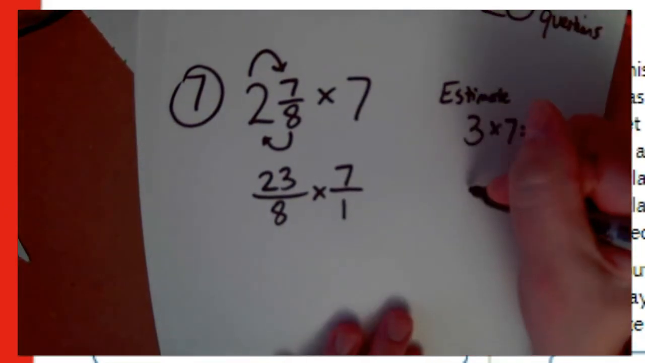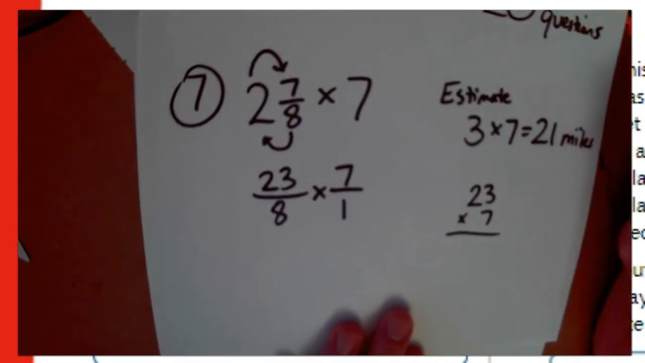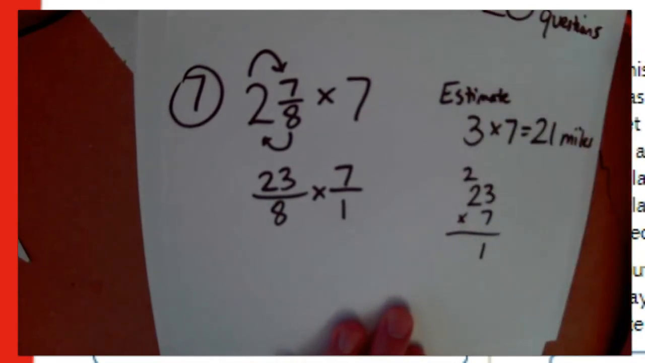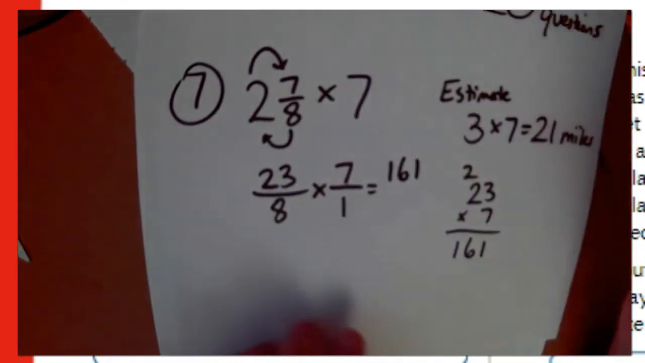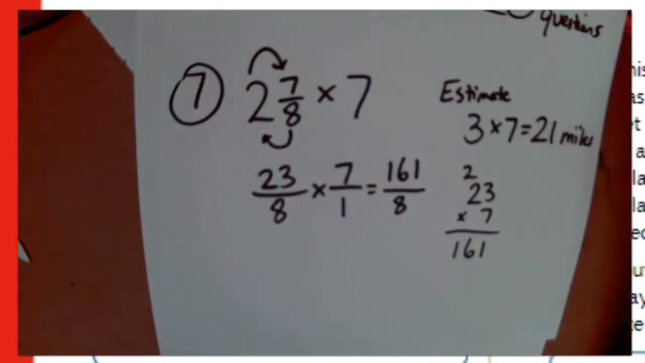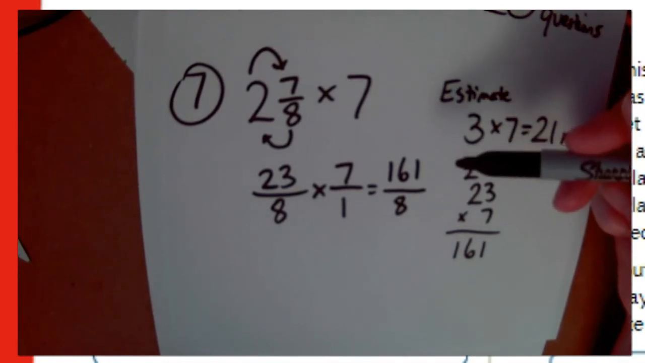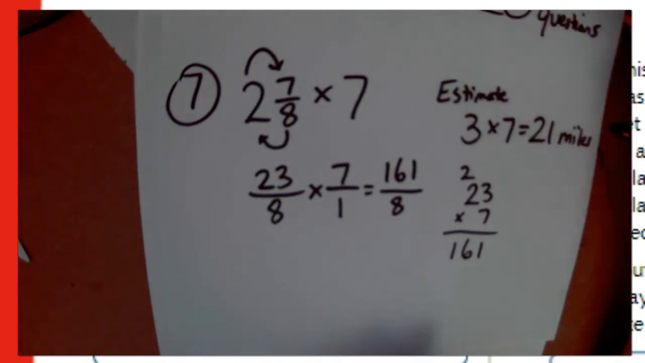So 23 times 7, I don't know what that is, but I can figure it out mathematically. 3 times 7 is 21, and 7 times 2 is 14, plus 2 is 16. That's 161. And then 8 times 1 is 8. So now I have an improper fraction. Alarms are going off. I need to turn that improper fraction into a mixed number, and I do that by dividing.